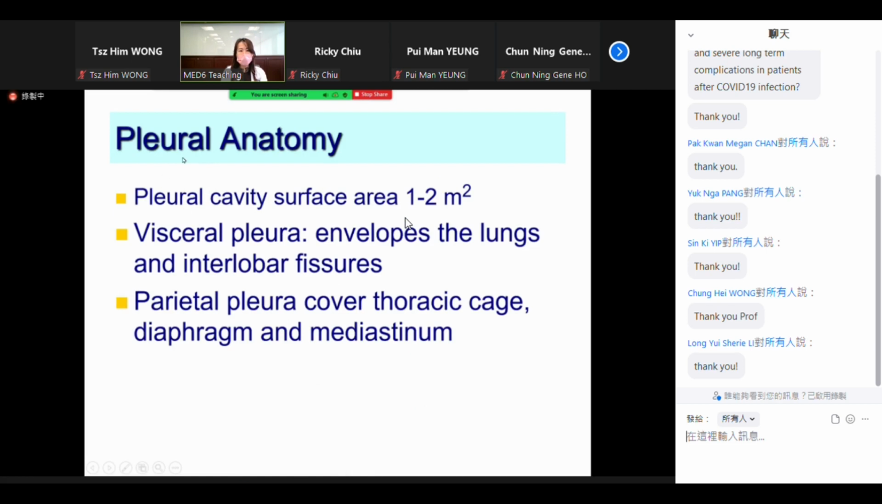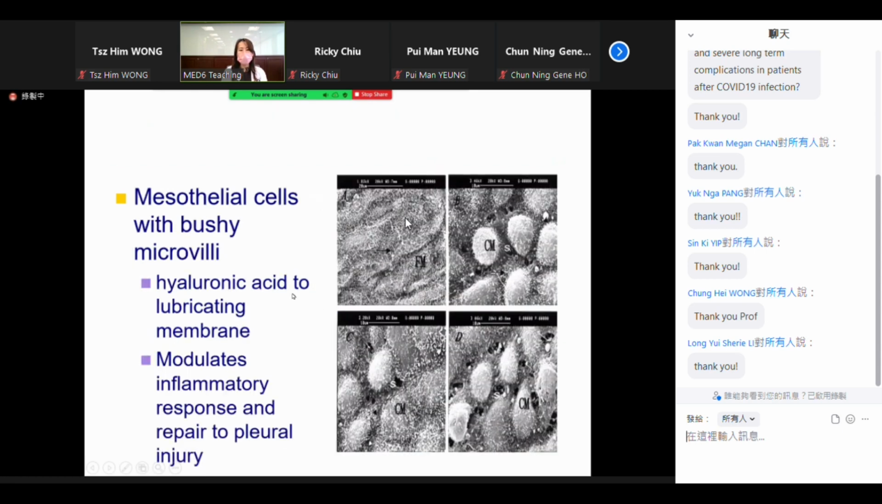So for the pleural anatomy, the pleural cavity surface area is very big. And there are two types of pleura, visceral pleura and parietal pleura. The visceral pleura envelops the lungs and the fissures. The parietal pleura covers the thoracic cage, diaphragm, and mediastinum. Usually in the pleura, there are mesothelial cells with brush-border microvilli. So this is the structure that balances the fluid inside the pleural cavity.